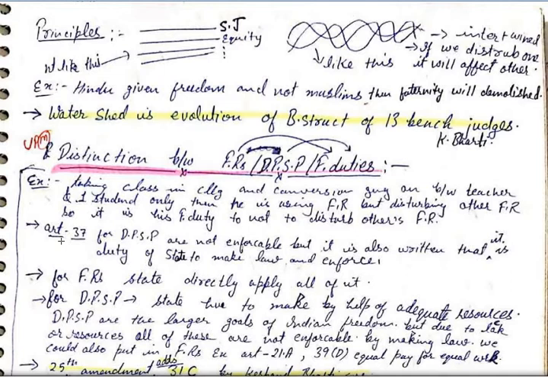So actually DPSP are not lesser in nature. They are as equally important as the fundamental rights. The only difference is that the DPSP are not directly enforceable. So as a citizen, a person can go to the court to enforce a fundamental right. A person cannot go to the court to enforce the DPSP as the fundamental rights can be enforced. Just as we can go directly to court to enforce a fundamental right, we cannot go to court to enforce DPSP.